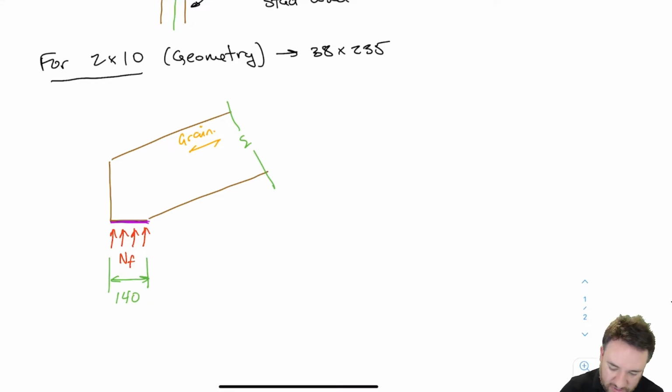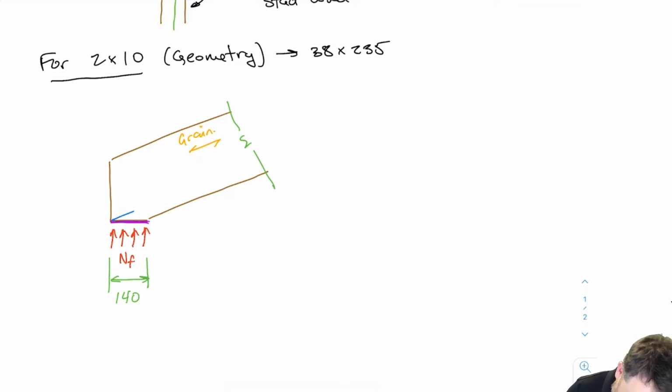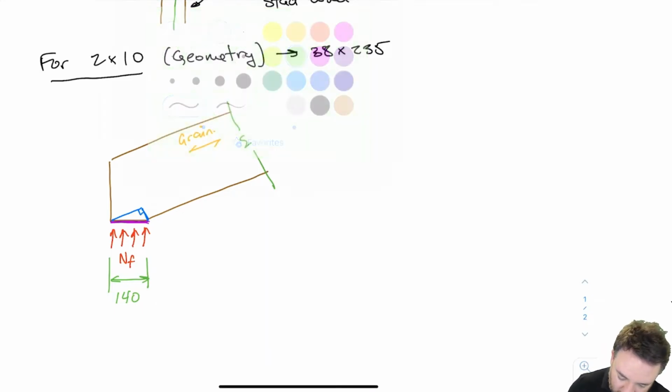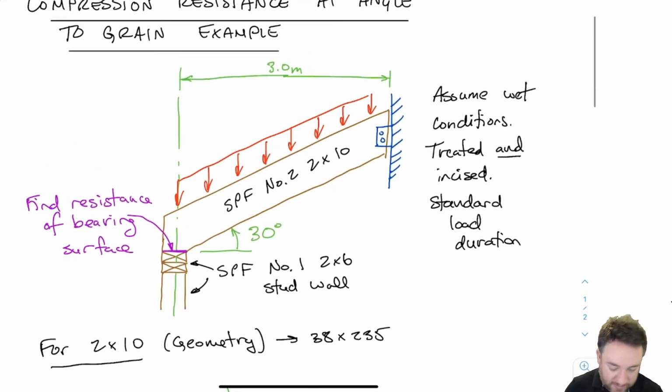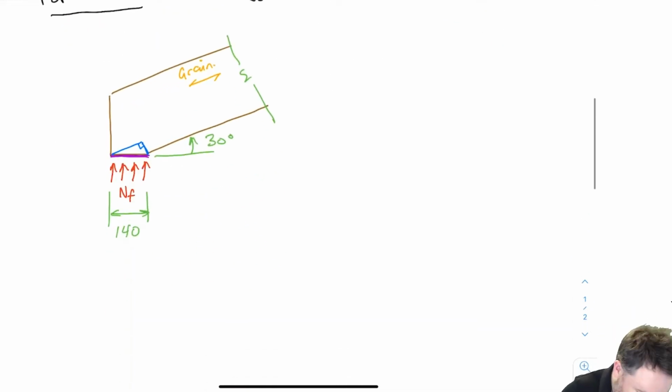Now what we have to do is divide this bearing surface that's in purple into two different areas. One that is aligned parallel to grain and one that is aligned perpendicular to grain. And I'm going to have to find out what those lengths are. Well, how do I do that? This is a right angle triangle. I'll put the little right angle in there. We'll remember that this angle here is 30 degrees, which is what we saw up here. And so this angle in here also has to be 30 degrees.